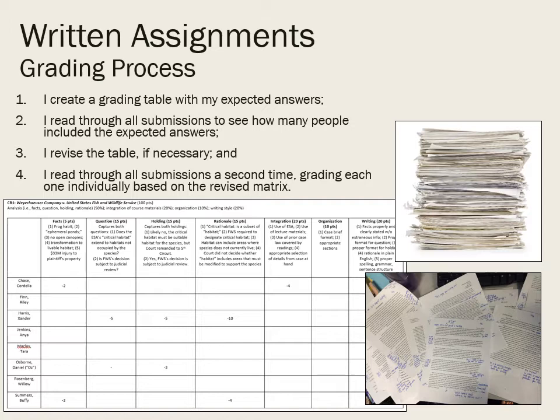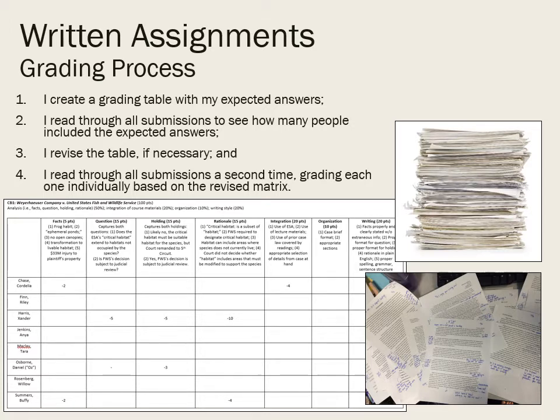I want to talk a little bit about the written assignments, and that's because I'm aware that case briefs and legal memos are not what you are used to writing. So I want to provide some reassurance about my grading process. For each written assignment, I actually create a grading table with the answers that I expect to see. You can see that at the bottom left of the screen. And I assign a certain number of points to each element of the answer.